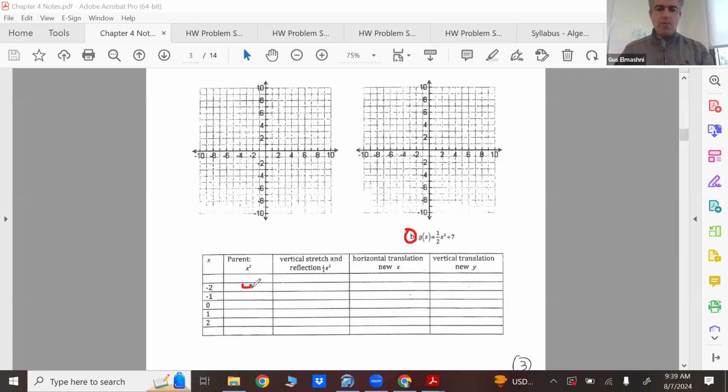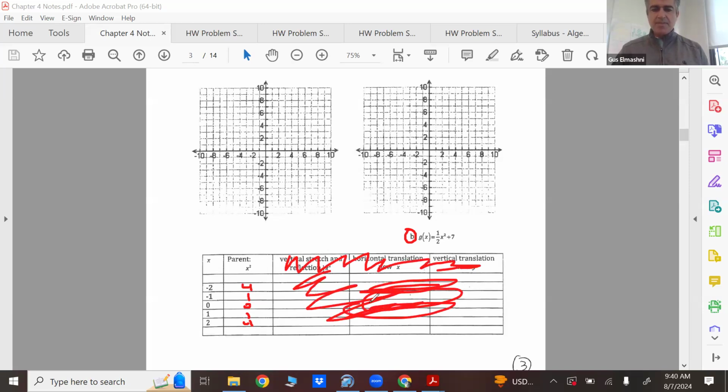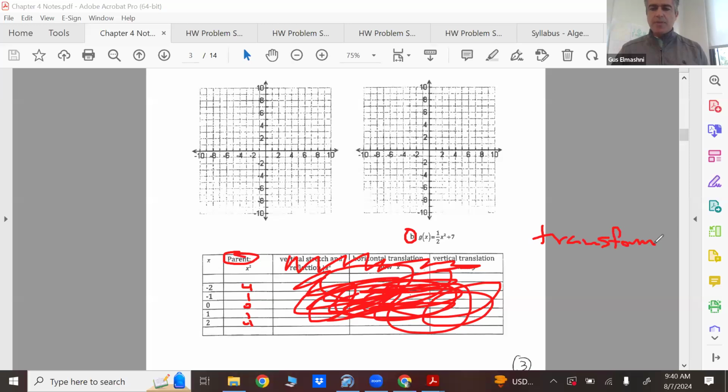So the parent function: 4, 1, 0, 1, 4. Now, when you do the vertical, it's actually more of a shrink. First of all, I kind of don't like this. This is confusing. Sorry, I didn't make these notes. Okay, so this is the parent. This is the transformed. I do 2 tables. That's how I do it.